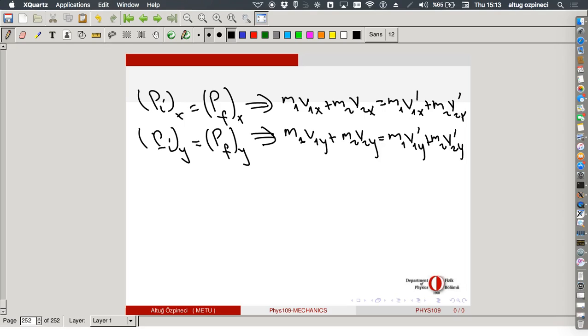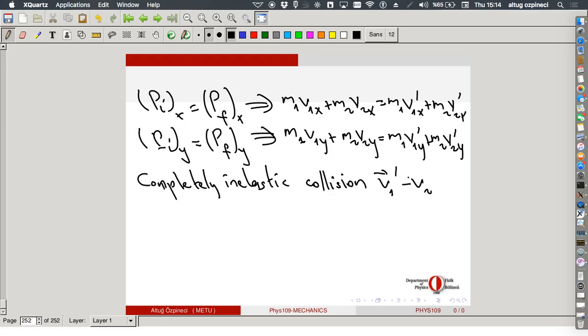Again, we can consider 2 limiting cases. Now, completely inelastic case. This is the case when the 2 objects just stick together. Their relative velocity should be 0. This is how we define the completely inelastic case. v1 prime minus v2 prime is equal to 0. And so this gives us v1 prime x is equal to v2 prime x, and v1 prime y is equal to v2 prime y.